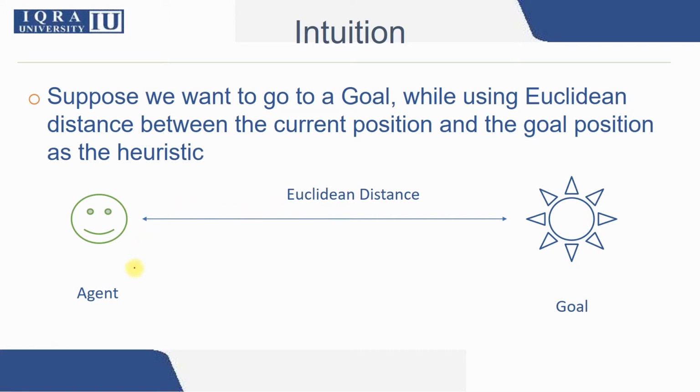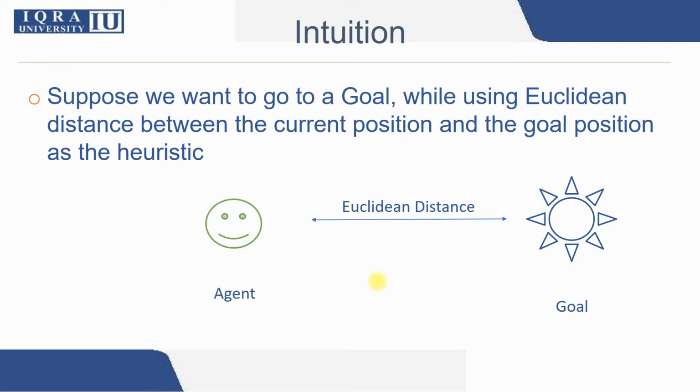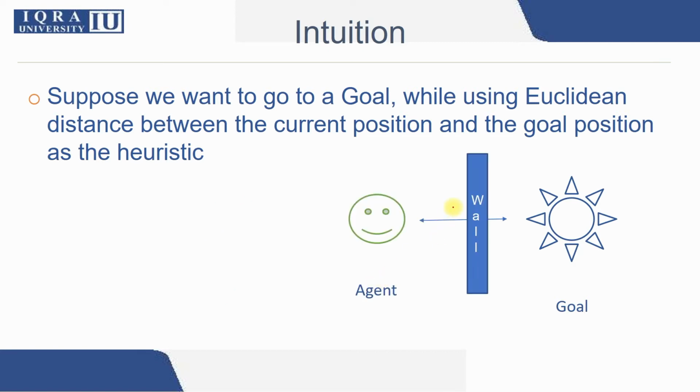Let's suppose you have an agent, you have to go to this goal, and the goodness of this goal is determined by this objective function, which is the Euclidean distance. So you are measuring the straight line distance between the agent and the goal, and you want to minimize distance as soon as possible. The idea is that when the distance becomes zero, you will be at your goal position. So you take a step forward in the direction of the Euclidean distance, and you take another step forward, but you hit a wall.